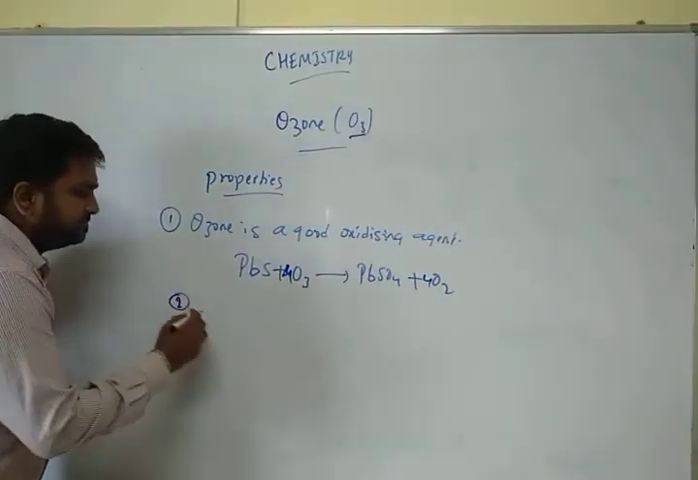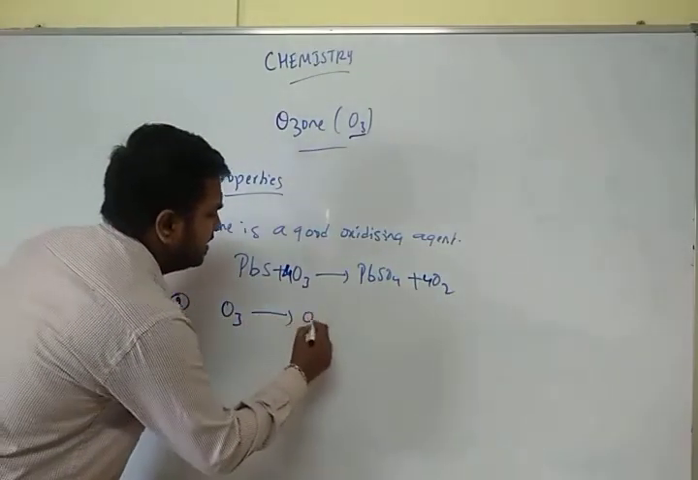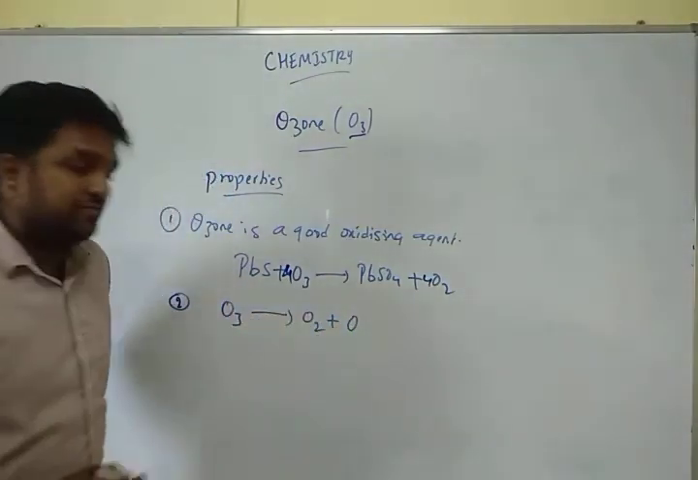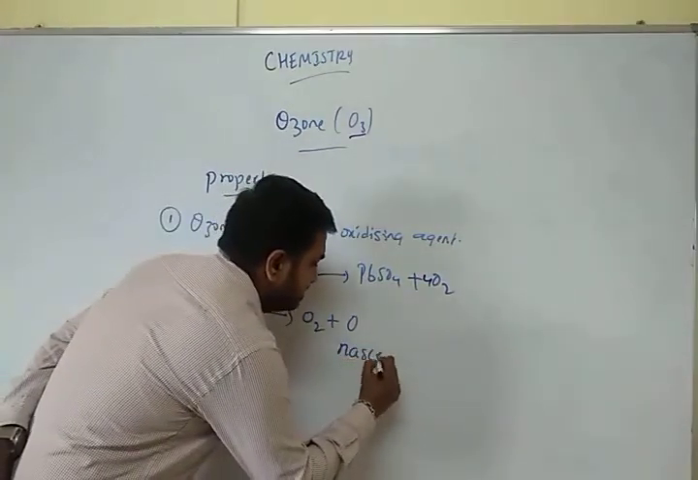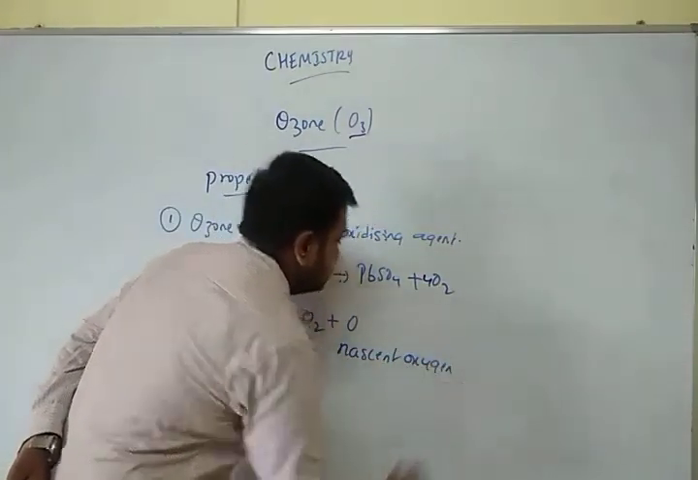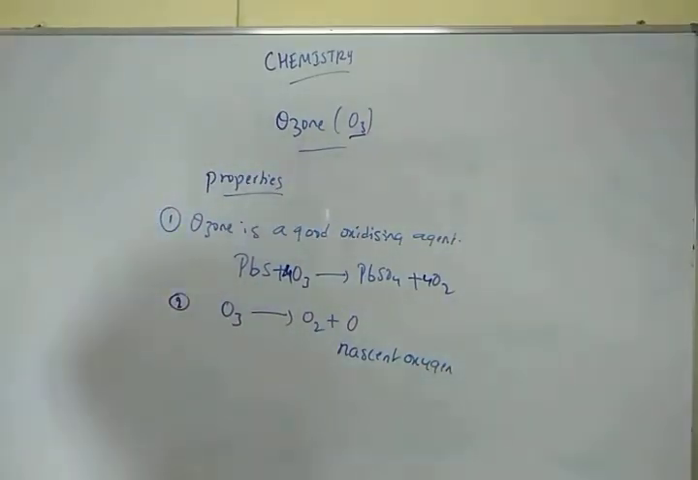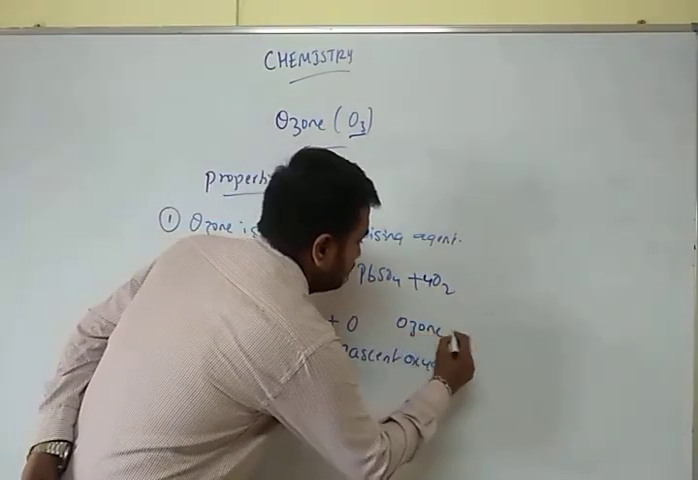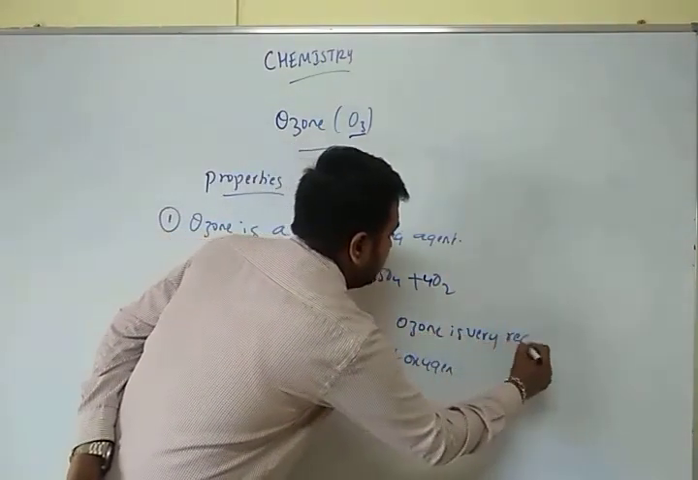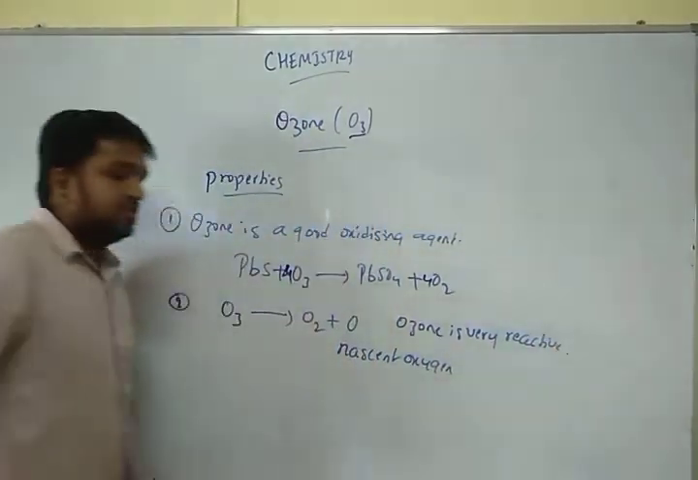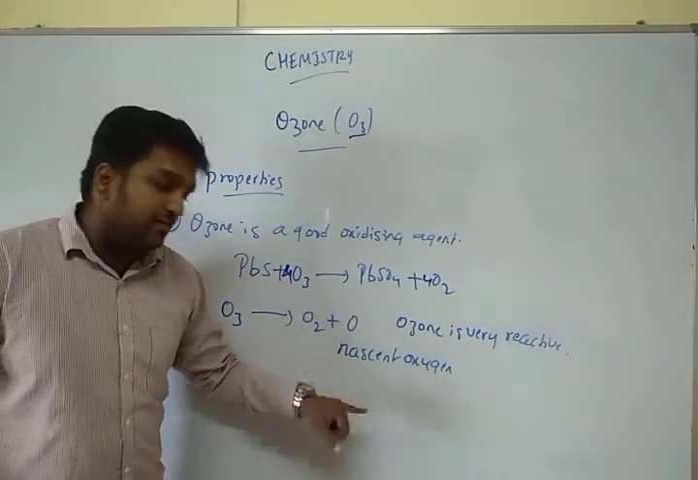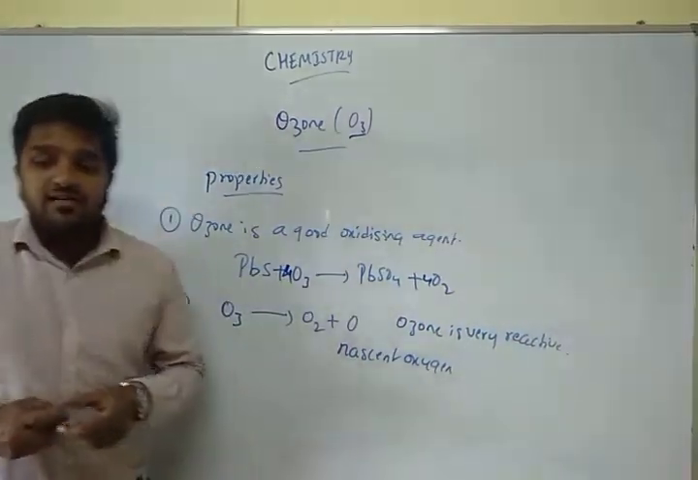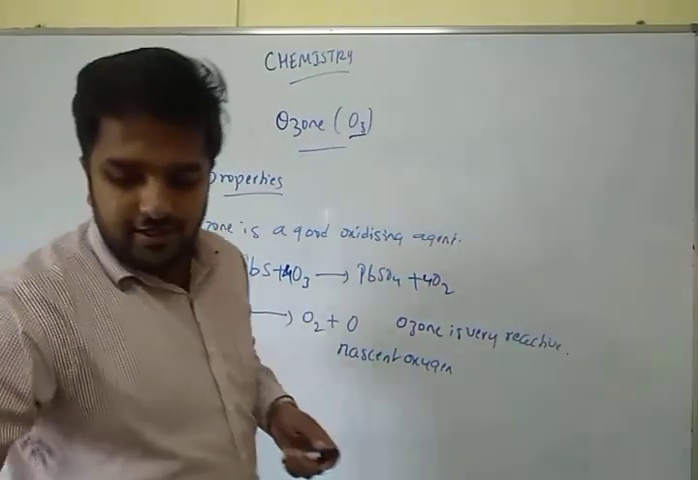So this reaction shows that ozone is a good oxidizing agent. And next, ozone liberates dioxygen and monoatomic oxygen, which we call nascent oxygen. So this reaction shows that ozone is very reactive. It produces dioxygen and monoatomic oxygen, which we call nascent oxygen. Clear? So now the next concept is the depletion of the ozone layer.